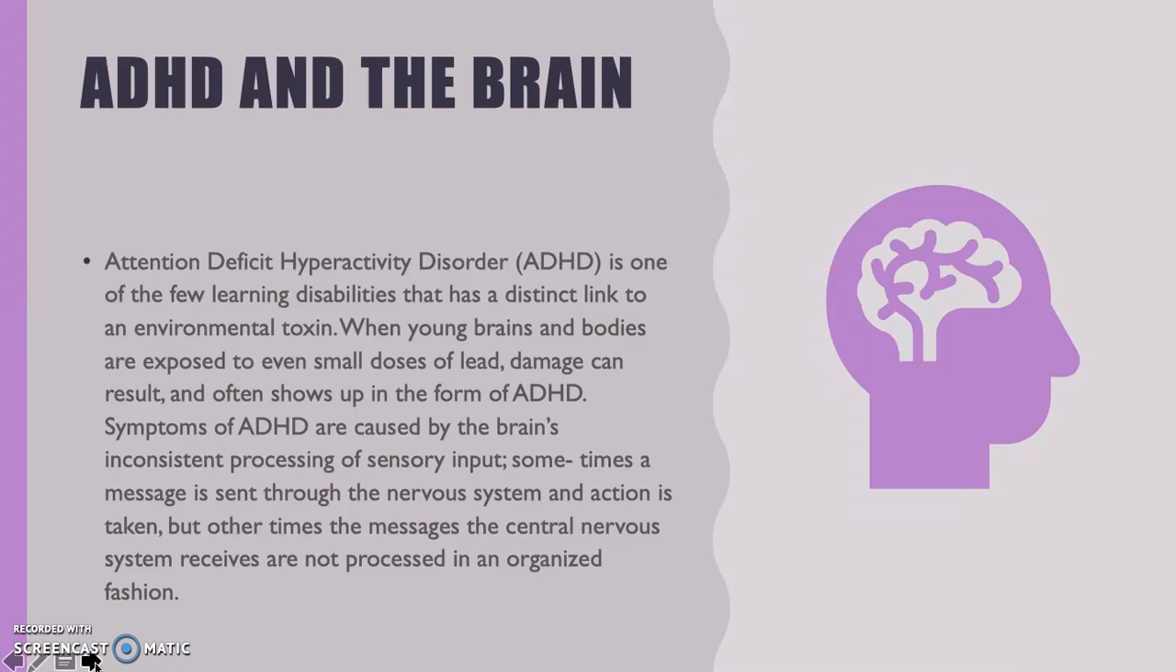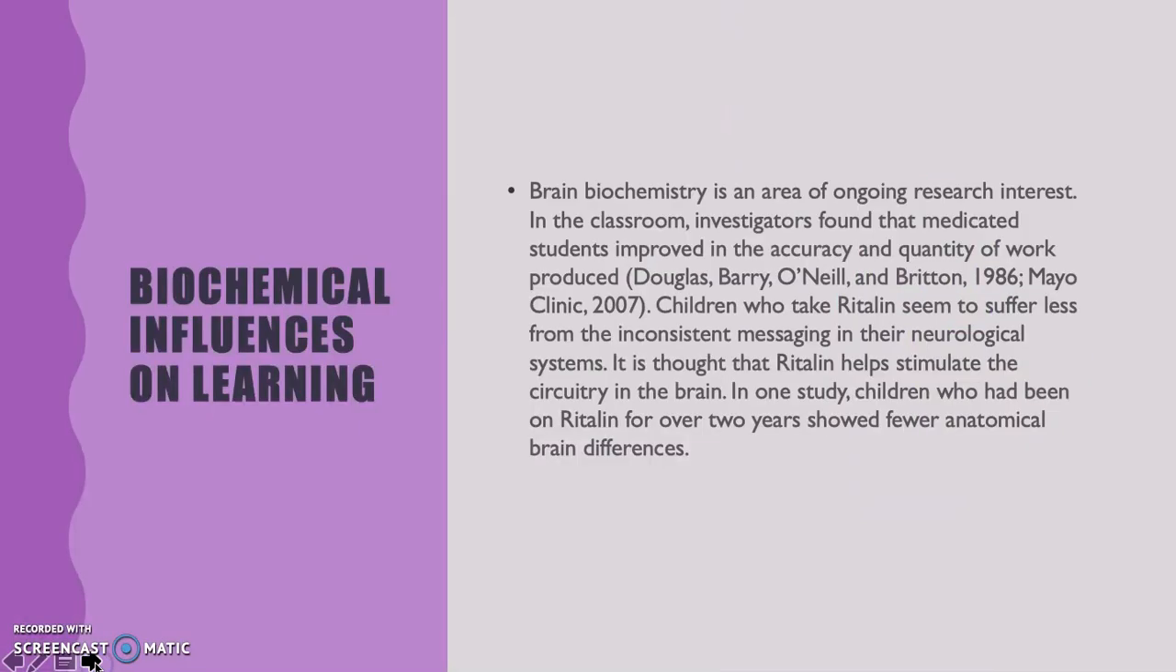ADHD in the brain. ADHD is one of the few learning disabilities that have a distinct link to environmental toxins. When young brains and bodies are exposed to even small doses of lead, damage can result and often shows up in the form of ADHD. Symptoms of ADHD are caused by the brain's inconsistent processing of sensory input. Sometimes a message is sent through the nervous system and an action is taken, but other times the messages the central nervous system receives are not processed in an organized fashion.